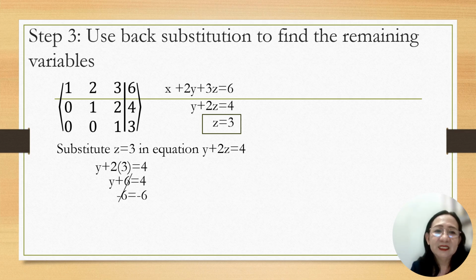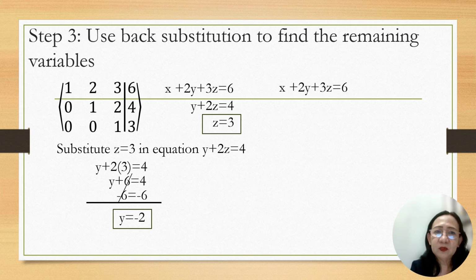And then add both sides by a negative 6. Therefore, that is now 6 plus negative 6 is 0. Then 4 plus a negative 6 is negative 2. So the value of y is negative 2.